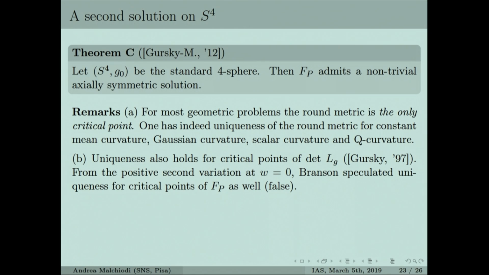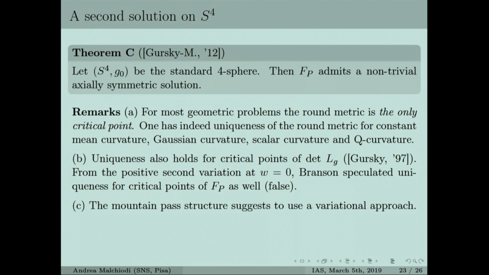In the case of the determinant of the Paneitz operator, Branson computed the second variation of the energy at the round metric. He saw a sign, and then he speculated uniqueness just from the local second variation. But that's actually not true. We proved the result just by studying an ODE. It's actually a quite tricky fourth order ODE. So we had to do a lot of analysis, but the technology is really trivial. It's really via a shooting method.